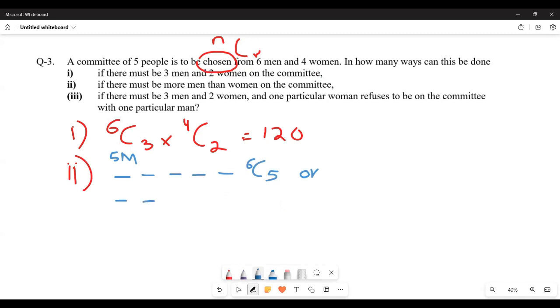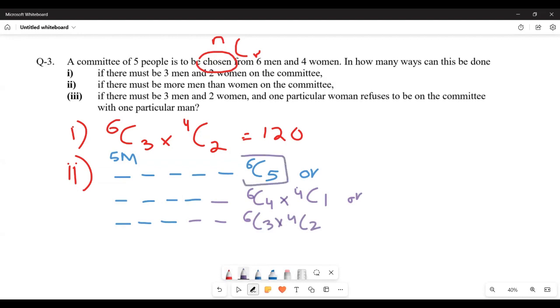Or let's say 4 men and 1 woman. So 6 men are available for 4 spots times 4 women are available for 1 spot. Or 3 men, 2 women. Still, the number of men are more than the number of women. So, 6C3, what we did in first part, 6C3 times 4C2. So, add all these 3 results and that should be the answer. It comes out to be 186.